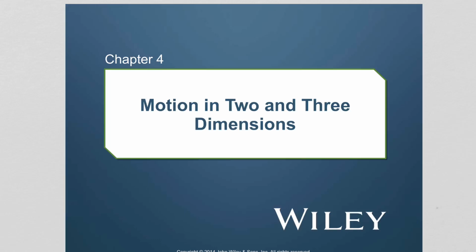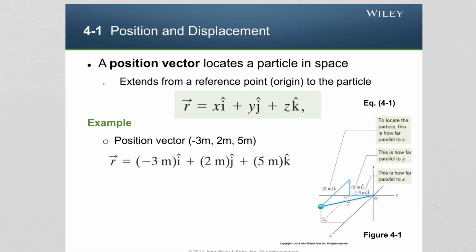In this chapter, I will discuss motion in 2 and 3 dimensions. Here we are going to combine what we've learned so far about motion in 1 dimension and also vectors. So first let's define the position of a particle in 3-dimensional space.